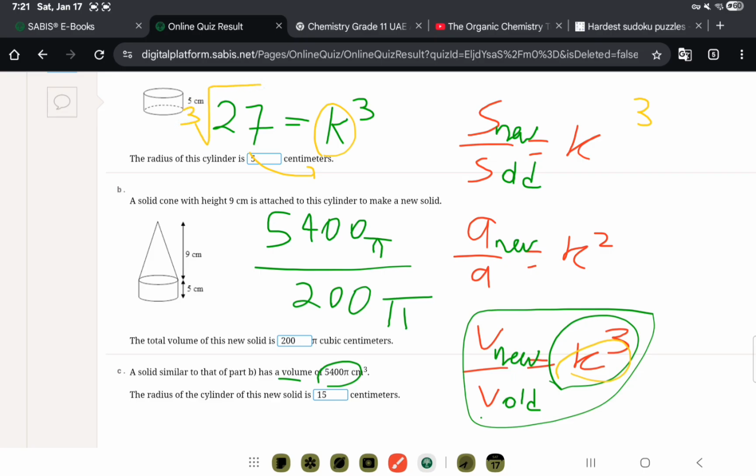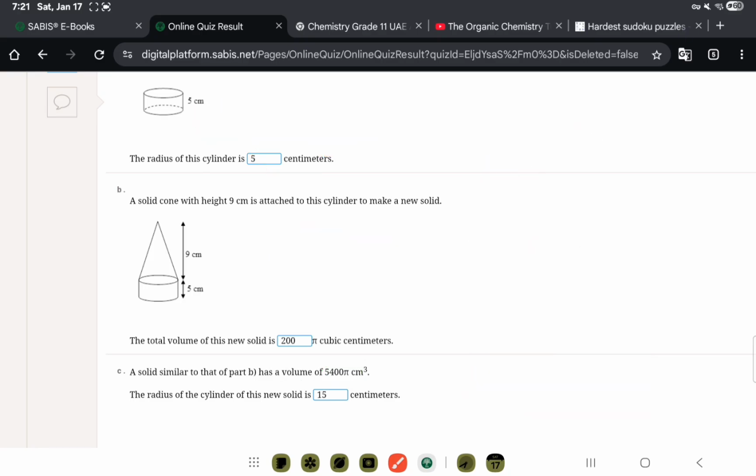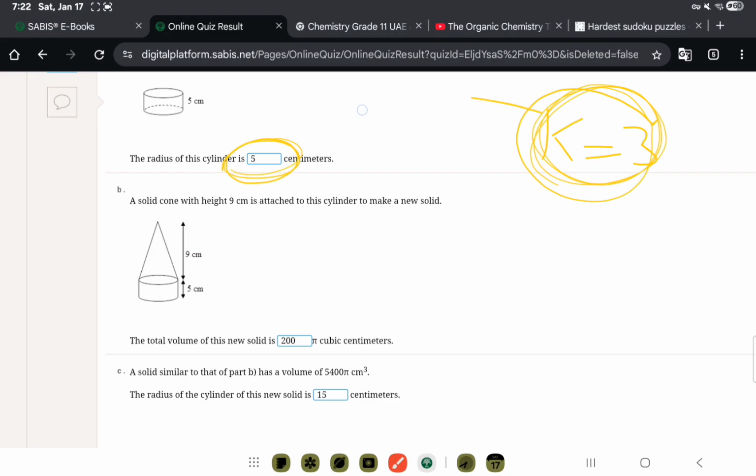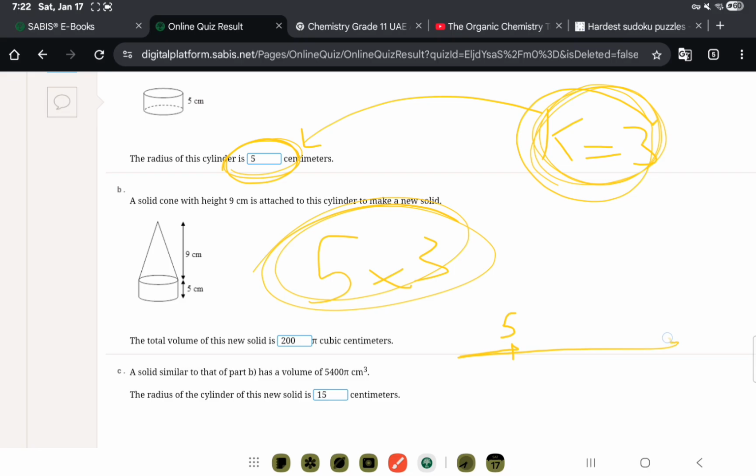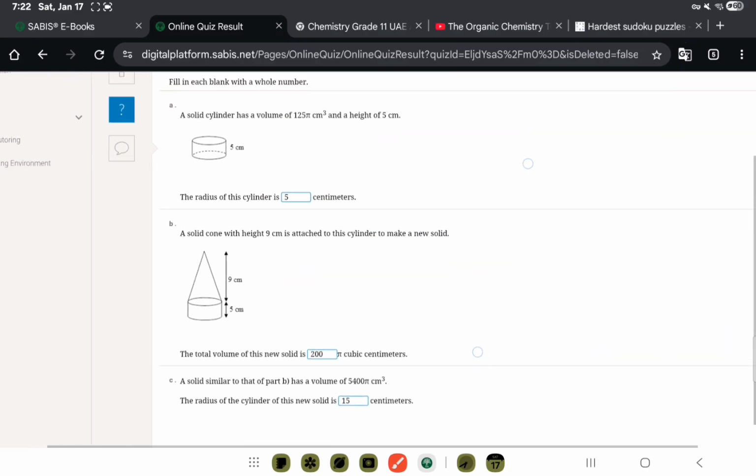So now what do you do? We found that K is equal to 3. This is our scale factor. What does scale factor mean? We are multiplying, so it's 5 times 3. You are multiplying your old radius by 3, so you're increasing it by a scale factor of 3. So instead of having 5, you have 15. That's all you need to know.